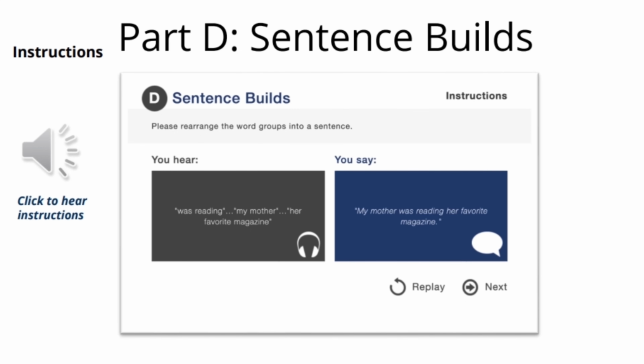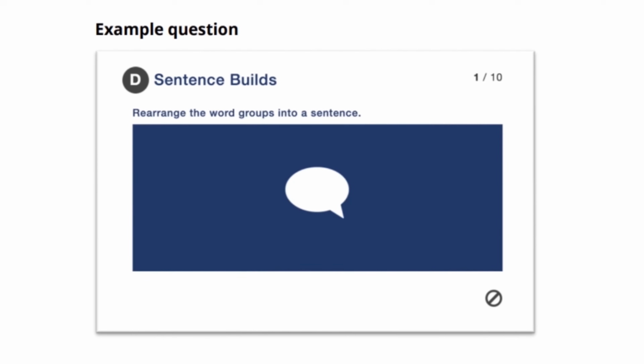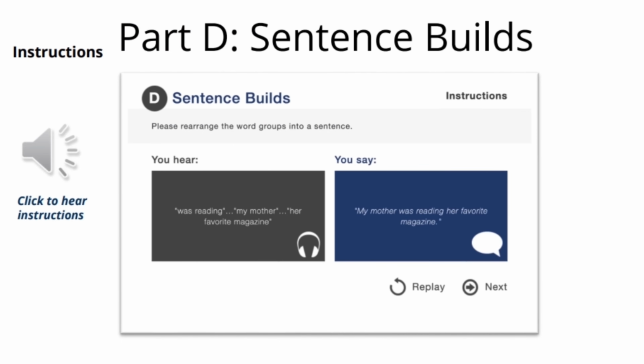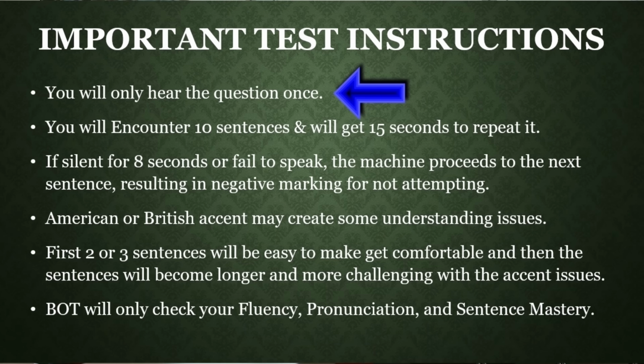You will hear 3 short phrases. The phrases will be in a random order and we need to rearrange them into a sentence. Example, what you will hear is: "was reading, my mother, her favorite magazine." And our reply would be, "My mother was reading her favorite magazine."